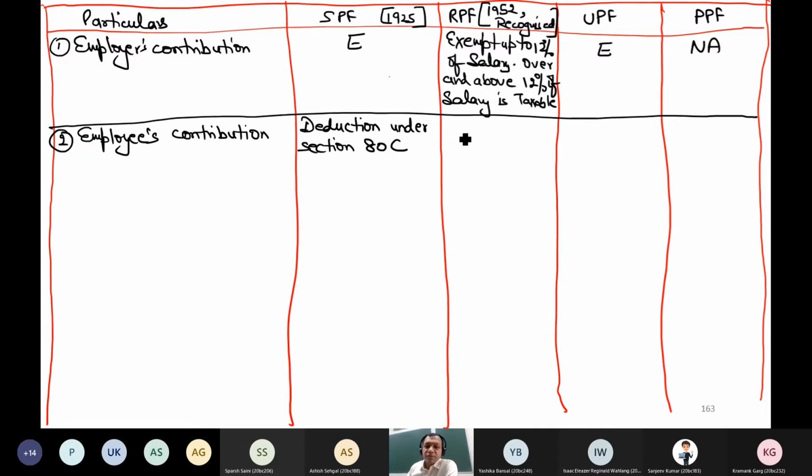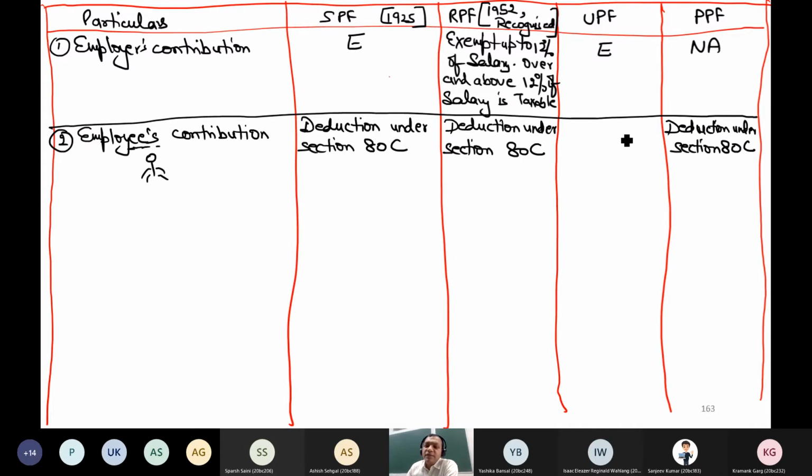Similarly, in RPF, whatever I deposit, it is allowed to me as deduction under section 80C, which is the most important section for the employees. Similarly, in PPF, whatever I deposit, employee means individual, human being, so there is no role of employer here. Whatever I deposit is also allowed as deduction under section 80C.